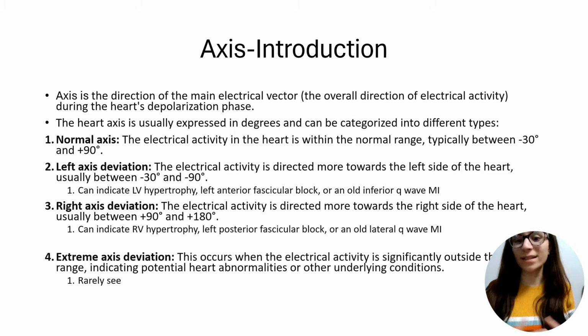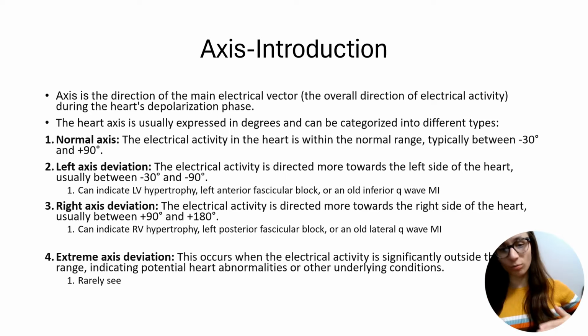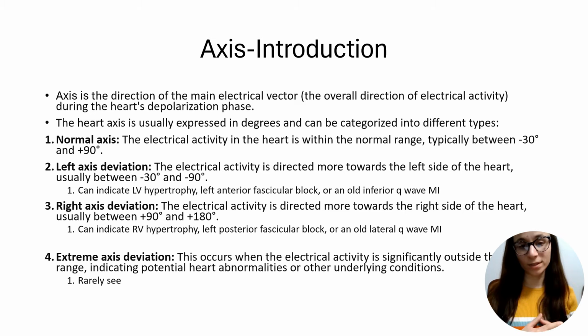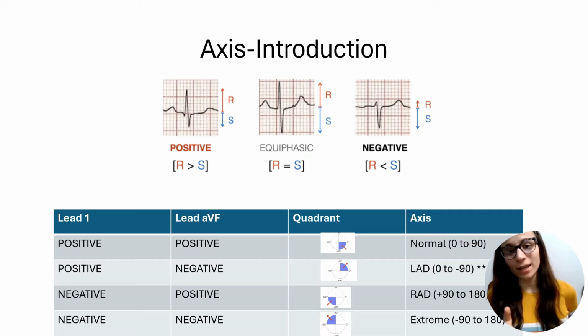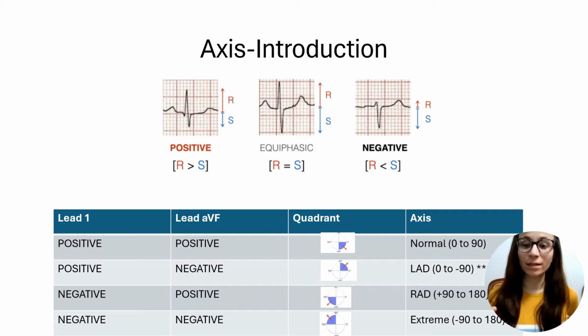If someone has extreme axis deviation, which is rare, usually the arrow is going completely far off its normal path. It's going way off its course. So that's usually indicating something happening in the heart. To describe a heart's electrical axis, we use a measurement scale called degrees. The normal electrical axis of the heart typically falls within a range of -30 degrees to +90. That's basically a little bit downward, slightly to the left, because of the left ventricle dominance in a normal, typical, healthy person.